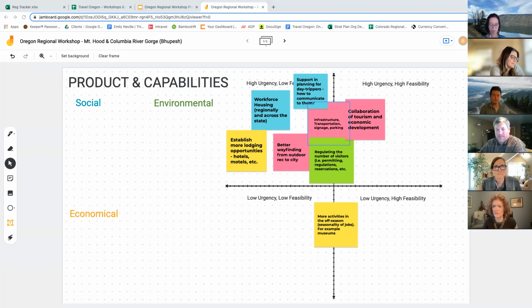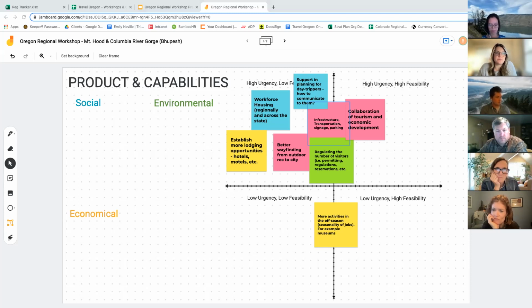A key theme is perhaps we have a lot of high urgency needs that are low feasibility. So there are a lot of challenges, really structural, big challenges to tourism, in particular in our region. And I think Matt from Estacada said something to the effect of, if it was easy to do, it would have already been done. So yeah, they're not easy things to do. That was kind of the core of our conversation.